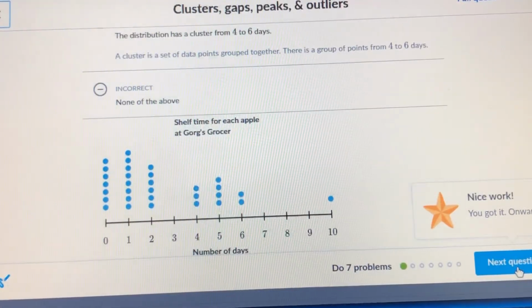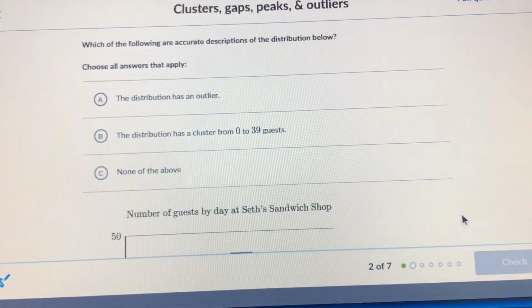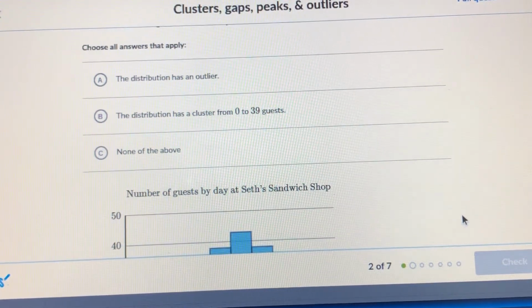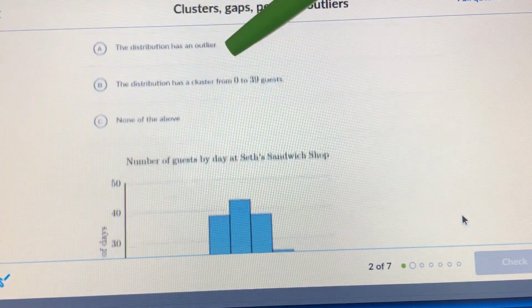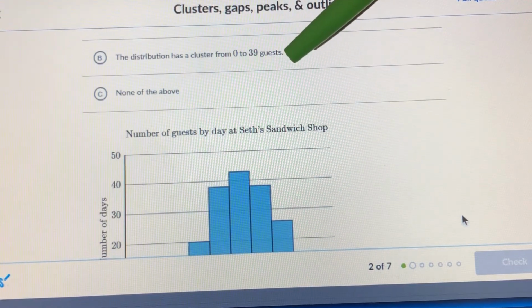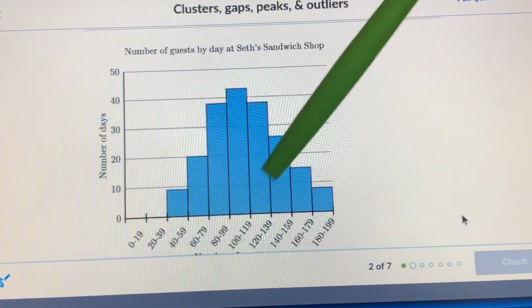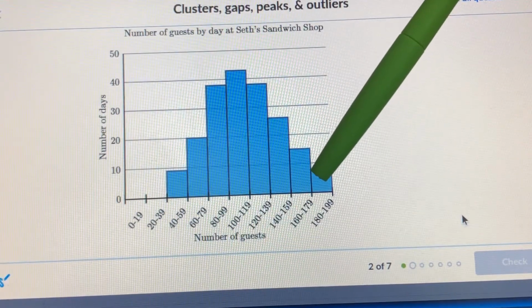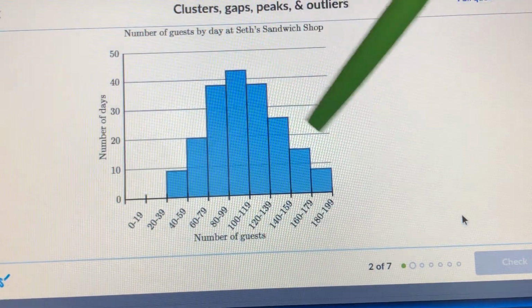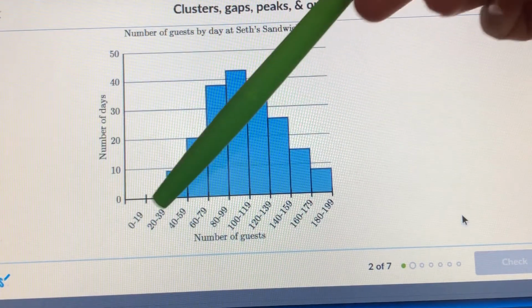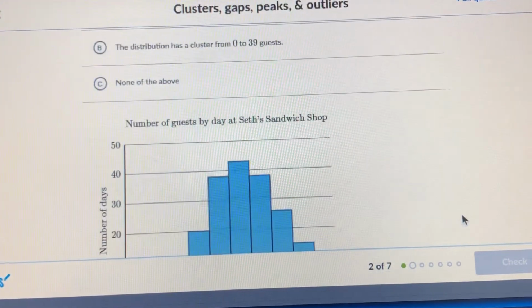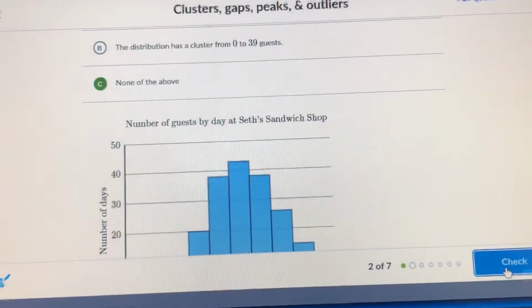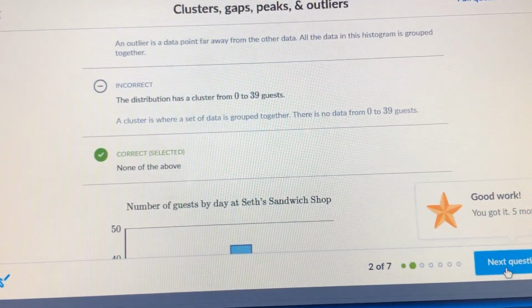So for the next question, which of the following is an accurate description of the distribution? And we have to, again, click on everything that applies. So we're looking to see if it has an outlier. We're checking to see if it has a cluster from 0 to 39. It does not. It has a gap there. It does not have an outlier because this data is symmetrical. So we're going to say none of the above. None of the above would be the correct answer.